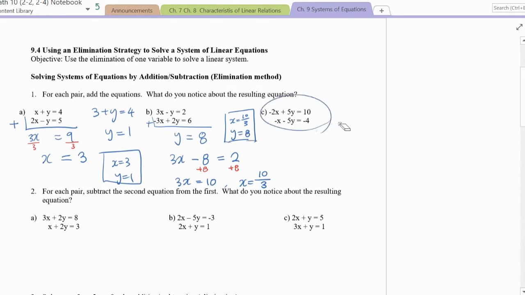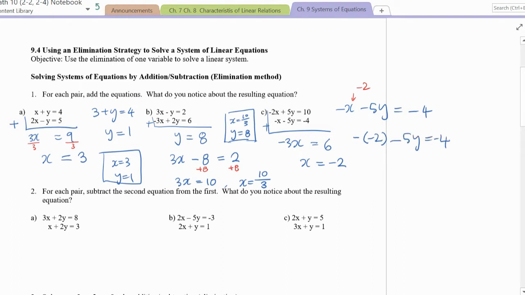Next question. Again, we're going to add them up. Let's add them up. Then negative 2x, negative 1x, that becomes negative 3x. Plus 5y minus 5y, that is 0. 10 plus negative 4, that is 6. Then x is 6 divided by negative 3, which is negative 2. And for y, we're going to choose one of those equations. So this looks easier. We're going to choose the easier equation and plug this in. So negative x minus 5y equals negative 4. Let's plug negative 2 into x, then that will be negative 2 minus 5y equals negative 4. Negative negative 2 is positive 2, minus 5y equals negative 4.